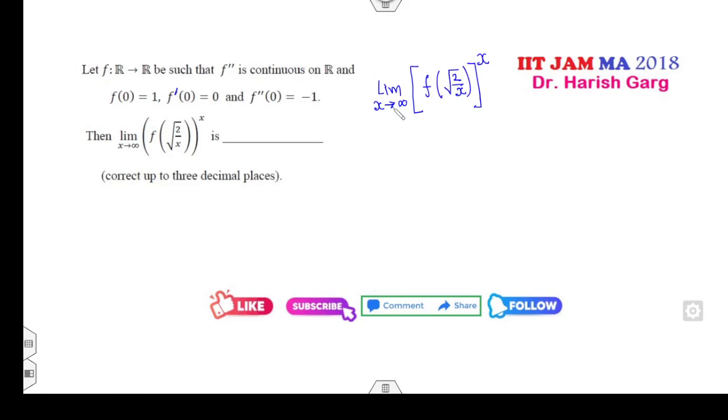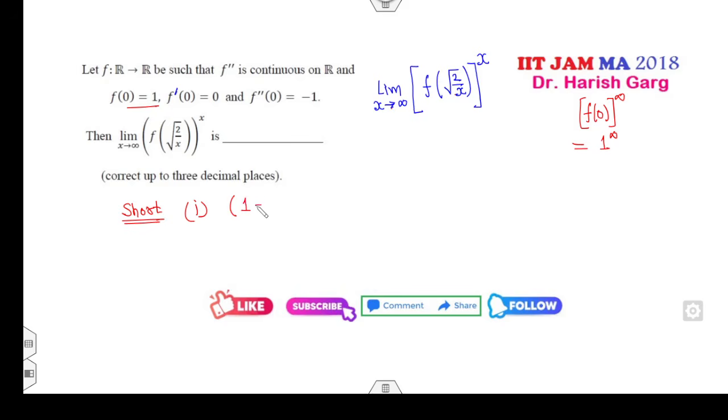Firstly we will see what happens if x approaches infinity. That will be f(0) raised to power infinity. What is f(0)? It is 1. So 1 raised to power infinity. Now the shortcut tricks. There will be two shortcut tricks.